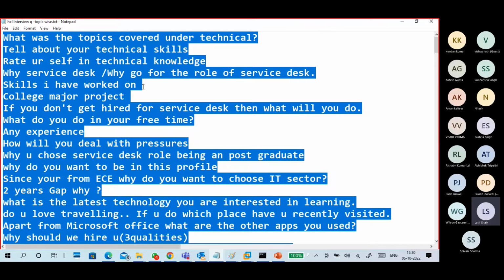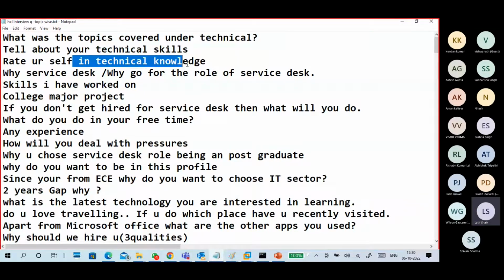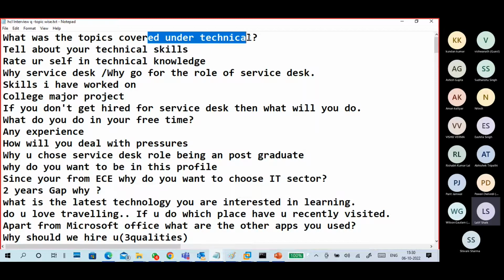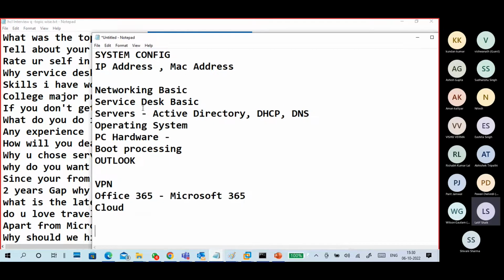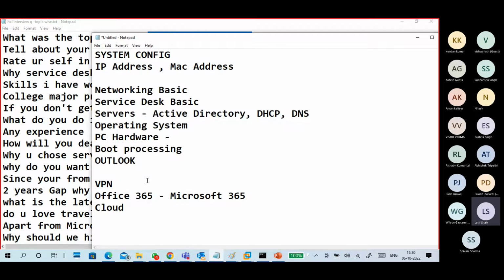It means these questions are asking what technical knowledge you have. What are your technical skills? What are the things you learned under technical training? A note was already given, right? What did you learn in the training? Whether you completed it or not, whatsoever it is, make sure you know what you learned in the training.